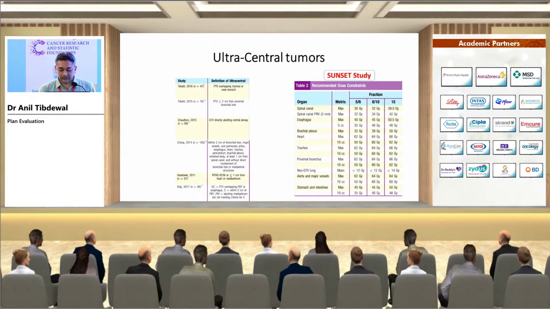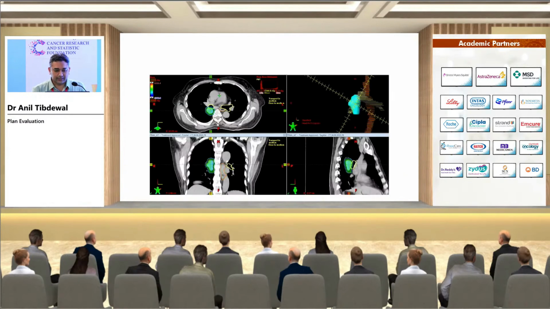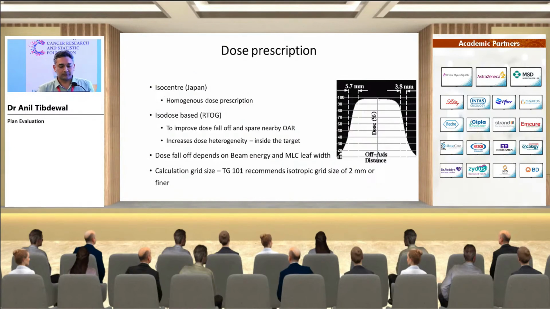This is the SUNSET study which is ongoing in Canada. They are evaluating the dose per fraction. It is a dose escalation study from 5 gray to upward of 5.5, 6 or 6.5. So here are the dose constraints. This is an example of ultracentral lung SBRT where your PTV is directly touching the right main bronchus.